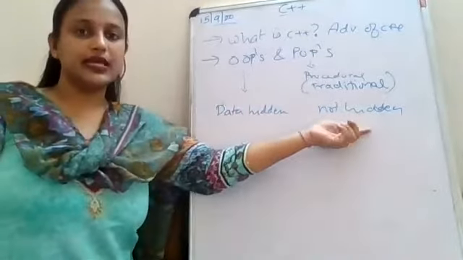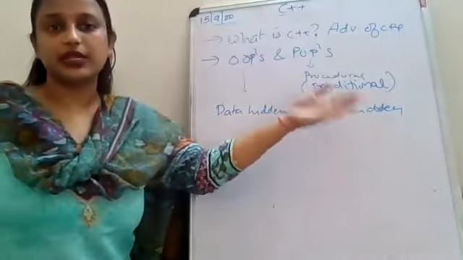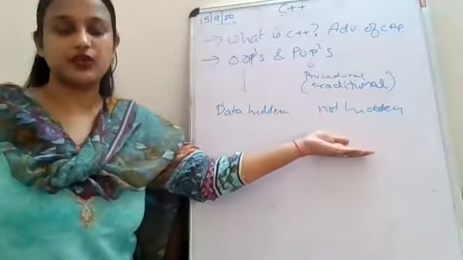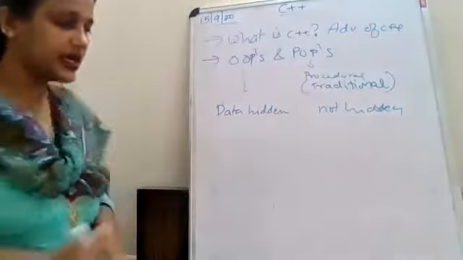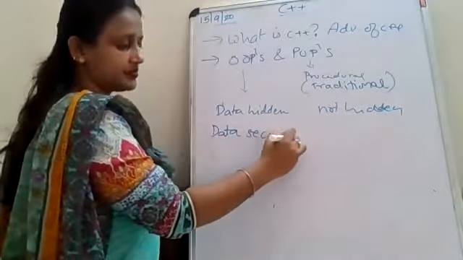Over here in POPs, you don't have anything known as private or public or protected. You don't have any access specifier over here. So the data is not hidden. Over here, your data is secure.